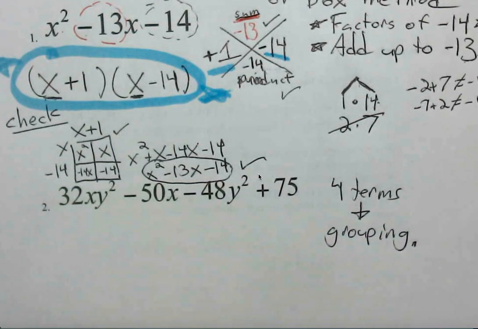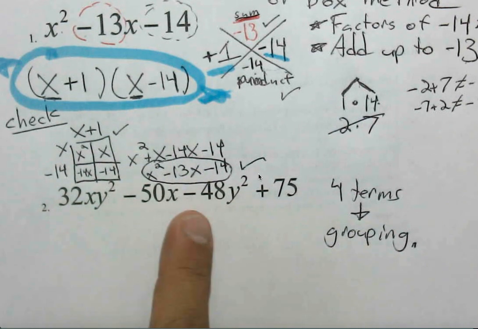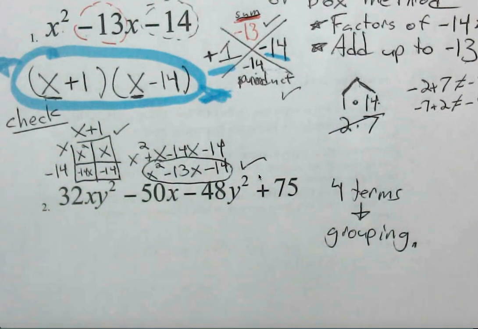So what grouping means is that we have 4 terms for sure. Hopefully we can all agree on that and see them. 32xy squared minus 50x minus 48y squared plus 75. So how this works is that we want to just focus on the first 2 terms.